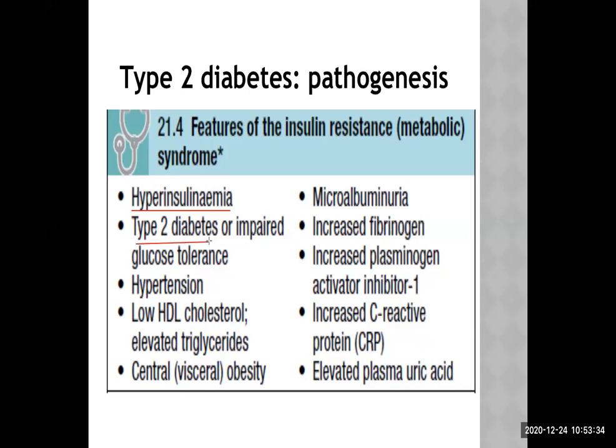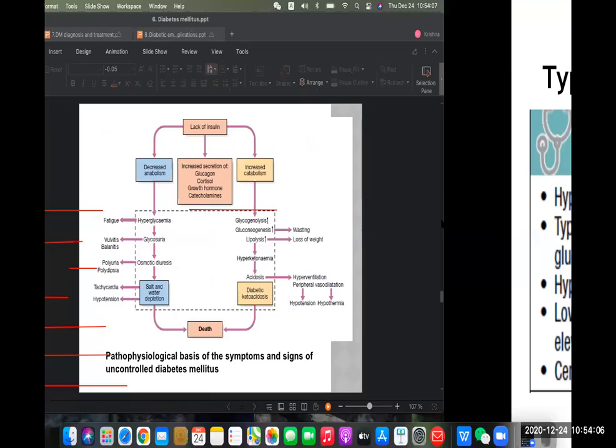The person is having type 2 diabetes or impaired glucose tolerance. The person may be hypertensive. There is low HDL cholesterol and elevated triglyceride. The person is having visceral obesity or central obesity, or fat deposition around the waist area or inside the abdomen. There may be affection of the kidney, which is known as microalbuminuria. This is one of the conditions of renal affection in case of diabetes.